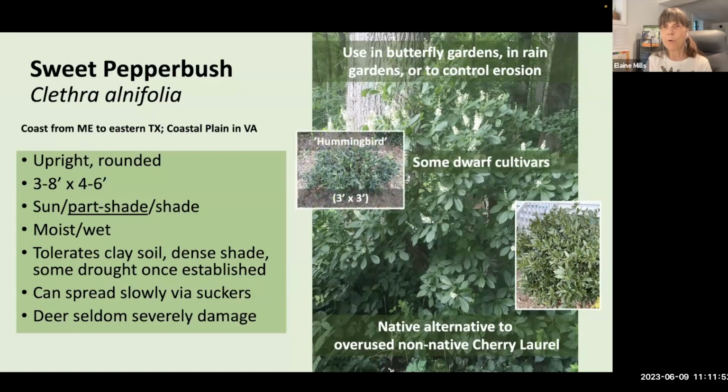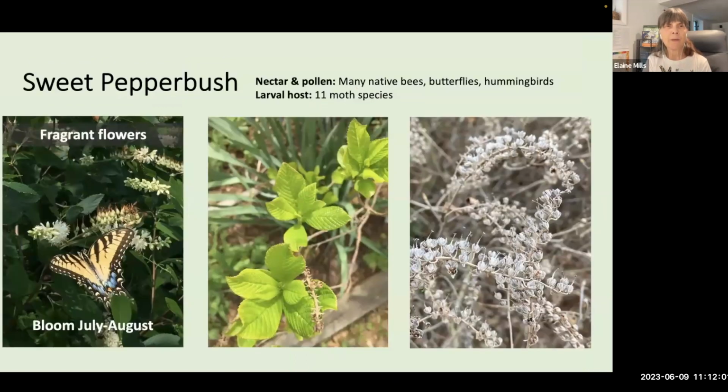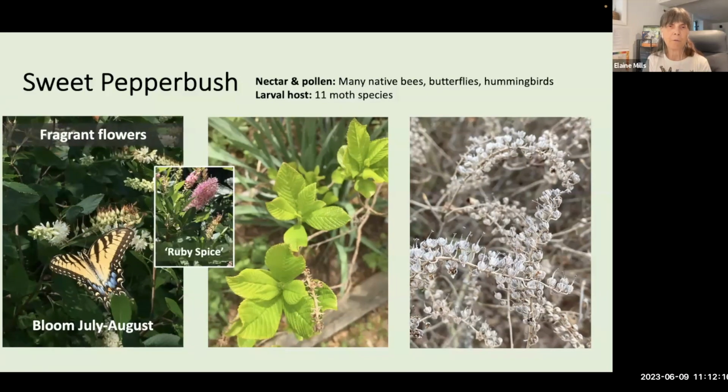There are some dwarf cultivars. One example is Hummingbird, that's about 3 feet high and wide. Sweet pepper bush has lovely fragrant flowers. It's attractive because it will be providing bloom in your garden as late as August. It has pink cultivars. One popular one is Ruby Spice.